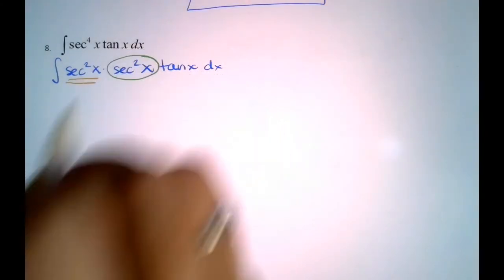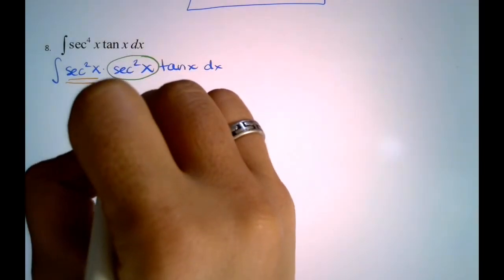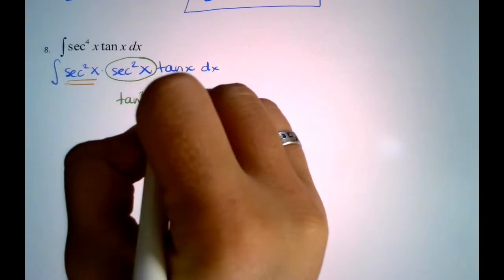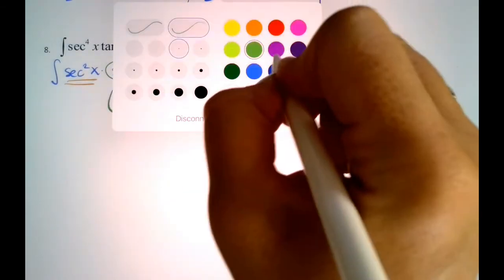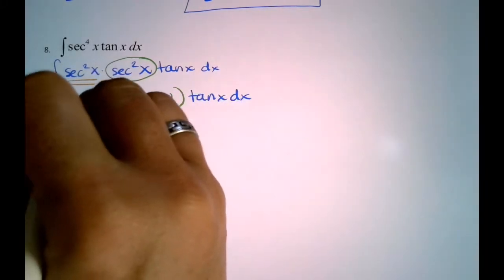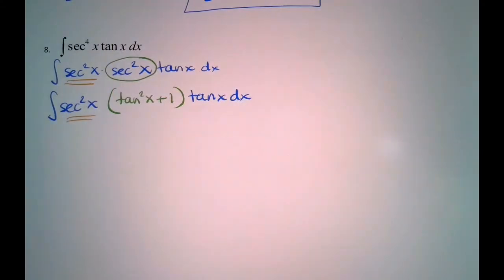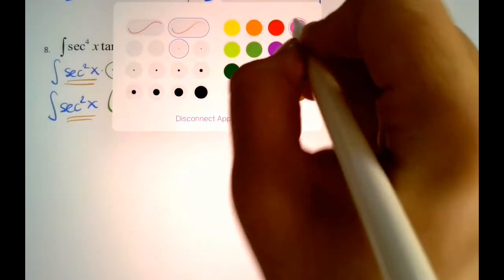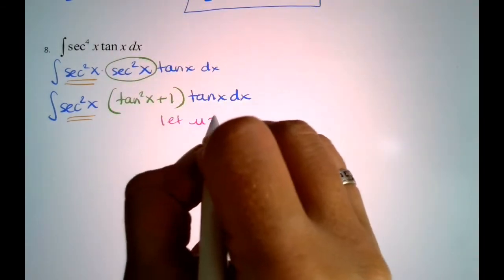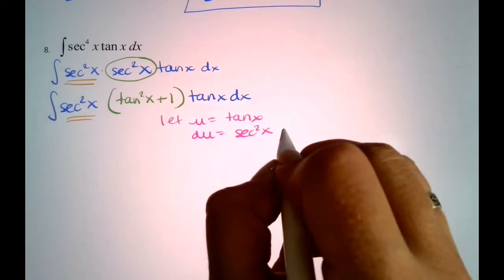This has to go. So what's the legal swap for secant squared? Well, the legal swap for secant squared is tan squared plus 1. That's my legal trig identity that I can employ there. Now remember, I'm leaving the secant squared off to the side because I'm supposed to save that. The reason I'm going to save that is because I'm going to let u equal tangent. I'm doing a basic u substitution. The derivative of tangent is secant squared.